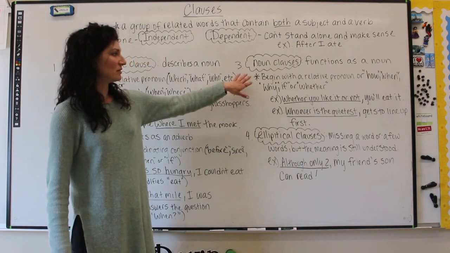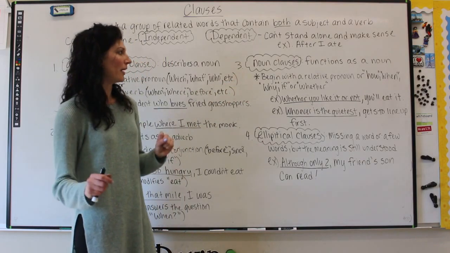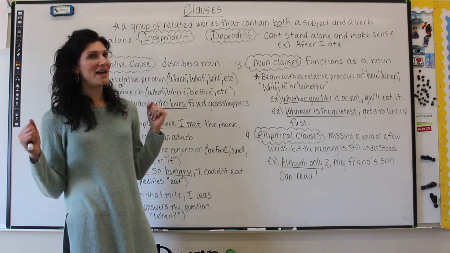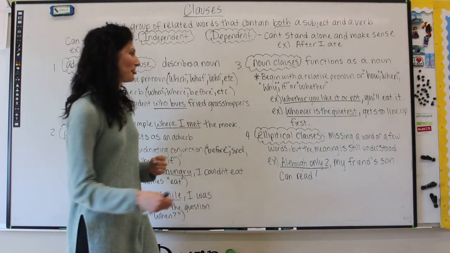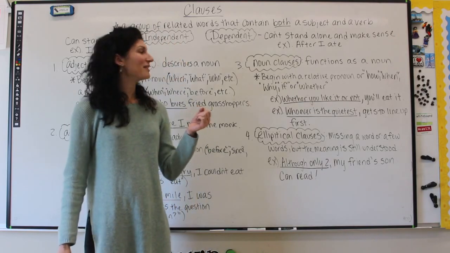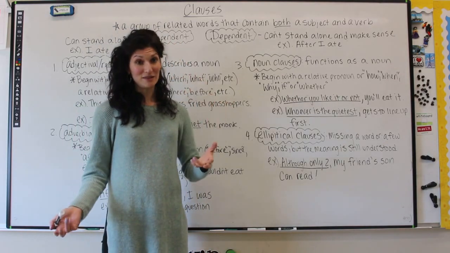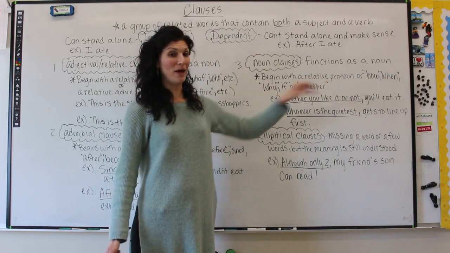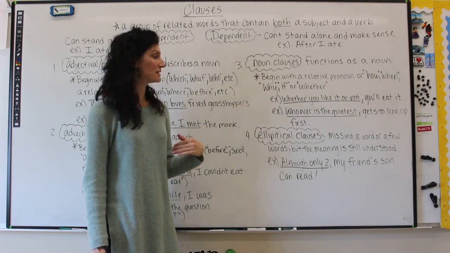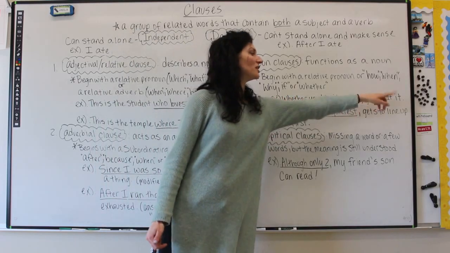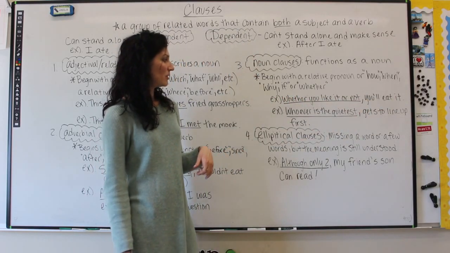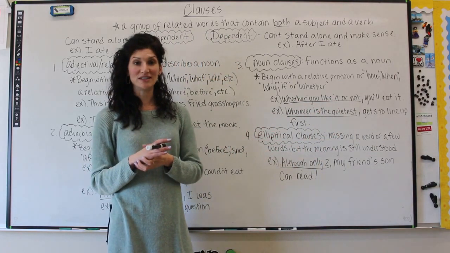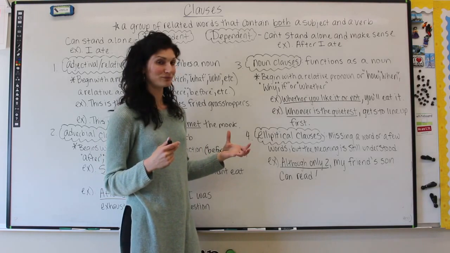Now the next type of clause that we're going to talk about, we only have two more, so don't worry, are noun clauses. And noun clauses function as nouns, right? Okay, so noun clauses usually begin with a relative pronoun or with the words how, when, why, if, or whether. So let's take a look at our two examples. We have whether you like it or not, you'll eat it. This clause is actually acting as the whole subject of our sentence and functioning as a noun.